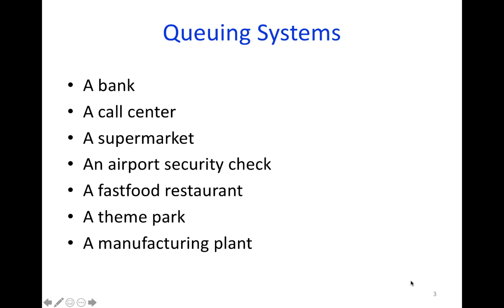So as we talked when we introduced the simulation, we said that simulation can be used as a tool for modeling service systems and manufacturing. For example, we can model a bank, a call center, a supermarket, the traffic at the airport, or even a manufacturing process in a manufacturing plant. So let's see what are some of the common characteristics of these systems.